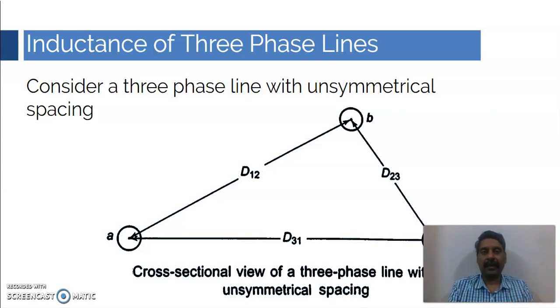The distance between conductor A and B could be some capital D meters, and between B and C, you can again assume it as D meters. But the distance between A and C is not equal; that is going to be 2D. So the normal scenario is that the lines are unsymmetrically spaced, and here also we are considering the same scenario, that is, unsymmetrically spaced conductors.